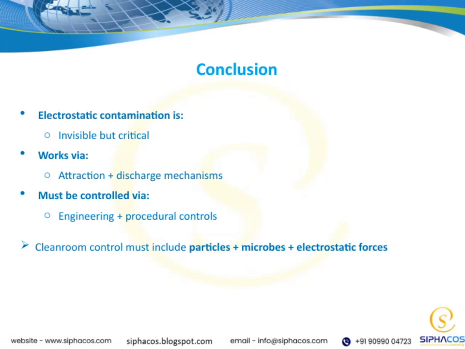Let's wrap up with some key takeaways. First, electrostatic contamination might be invisible to the naked eye, but it's absolutely critical to control in cleanroom environments. These charges can cause significant issues, especially in sensitive manufacturing processes. Electrostatic contamination works through two main mechanisms: attraction, where particles or microbes are pulled towards surfaces or objects, and discharge, which involves the sudden release of static electricity that can disrupt operations or damage products.